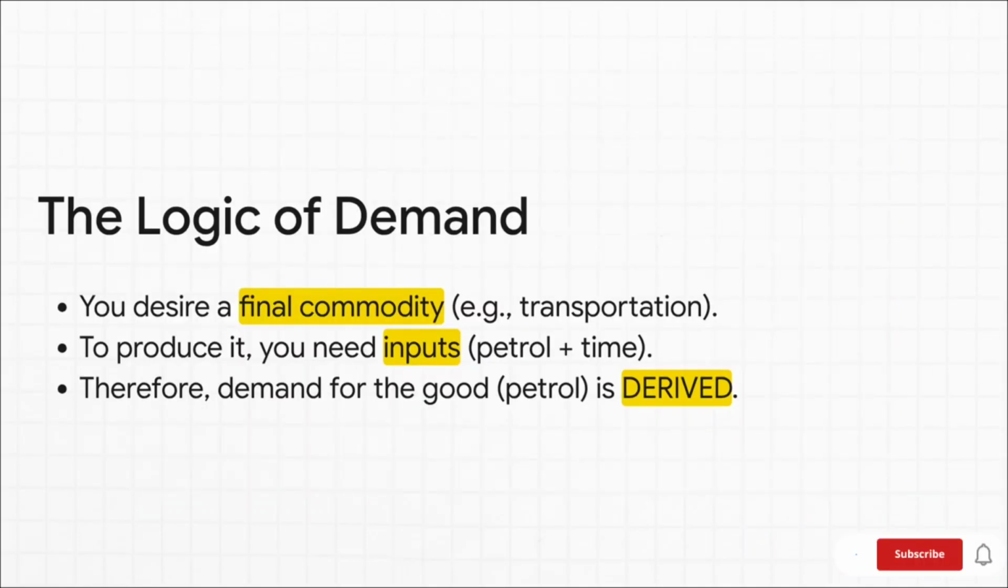And this slide just lays out that logic perfectly. You don't want petrol just for the sake of having petrol. What you actually want is transportation, the ability to get from point A to point B. So your demand for the input, the petrol, is a direct consequence of your demand for the final output, which is transportation. It's derived from it.